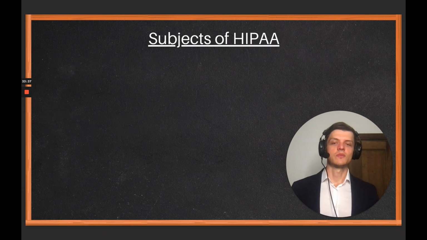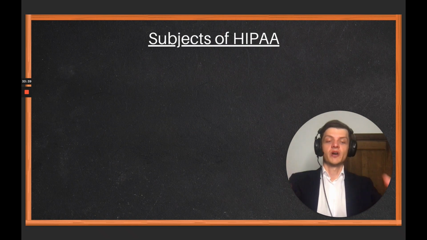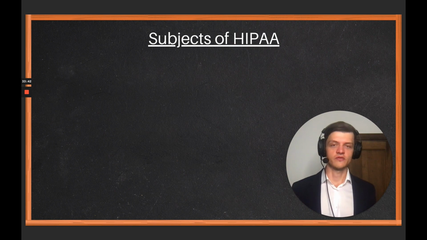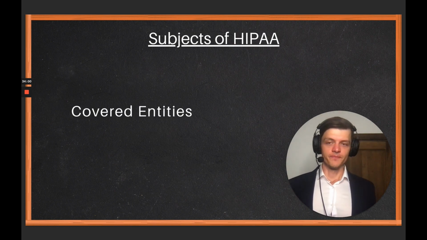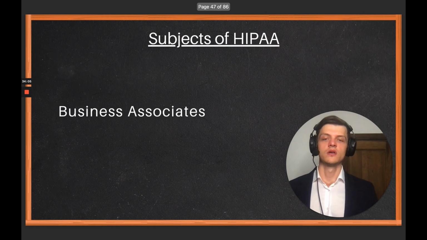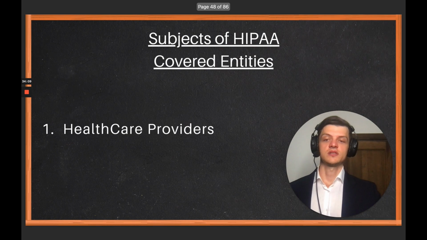Next, we have the subjects of HIPAA. So who does HIPAA apply to, and are you a subject of HIPAA? There are two subjects of HIPAA. The first subject is covered entities. The second subject is business associates. Let's talk about covered entities first.